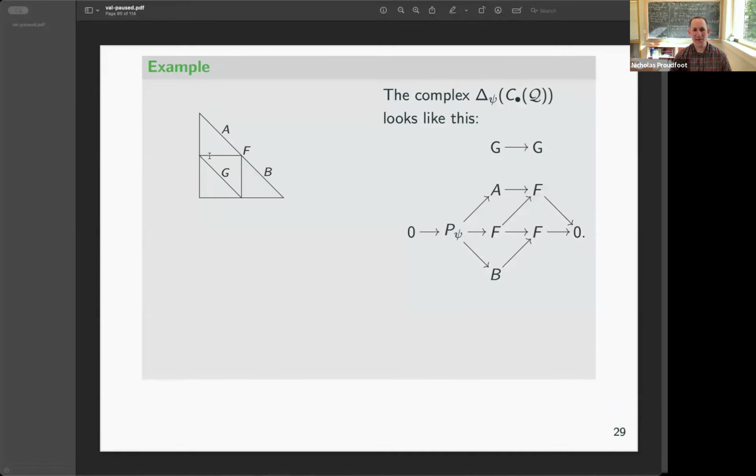And then I have 3 one-dimensional things. This one here goes to F. This one here goes to F. And this one here goes to G. So I get a new complex like this.